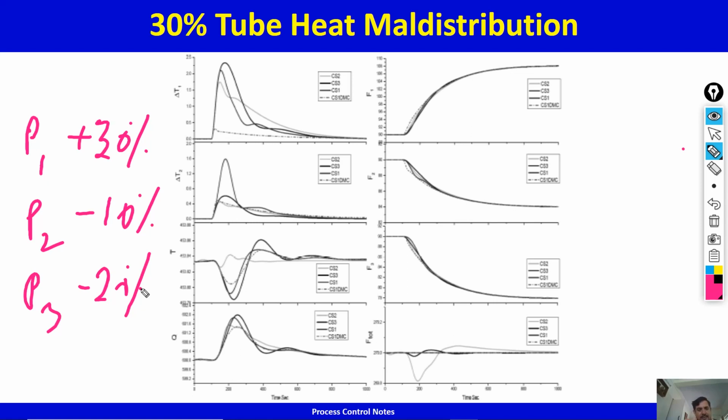And you can see the response. Because there is pass load imbalance, in the sense that one of the passes is getting more heat and the other passes are getting less heat, you can see that when you have DMC in there, the delta T control, this is the DMC guy, the dash dot line, is much tighter. So you can see DMC is giving much tighter control of delta T1 and delta T2 compared to CS1 decentralized.